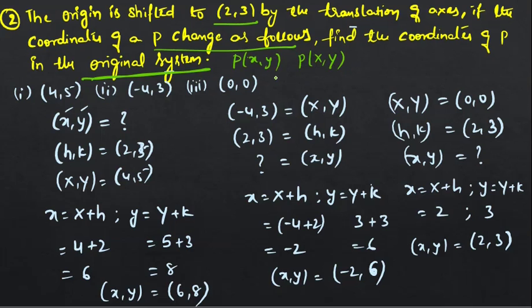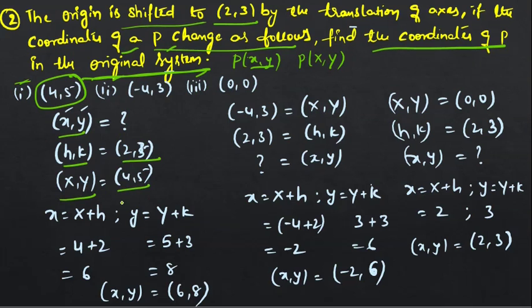Right, here they gave the capital X and capital Y, three bits of questions they gave here, first bit, second bit, third bit. These points are capital X and capital Y, and we need to find the coordinates of P in the original system, means obviously small x comma small y. See, the origin is shifted to 2 comma 3, means this 2 comma 3 is nothing but h comma k. So first we'll write that. We need to find small x comma small y, right? H comma k he gave 2 comma 3. Capital X comma capital Y is 4 comma 5.